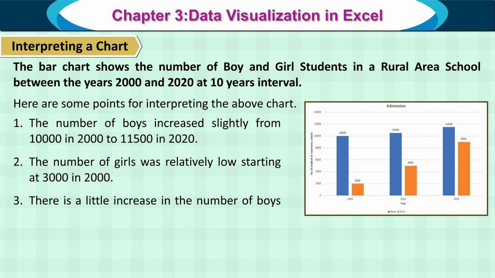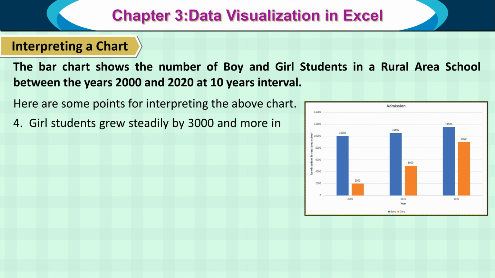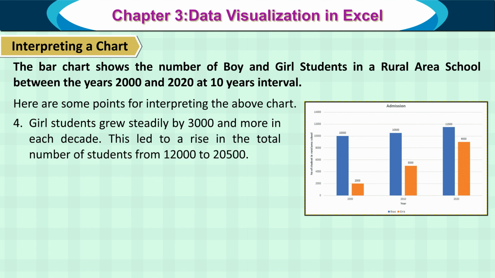3. There is a little increase in the number of boys as compared to the number of girls. 4. Girl students grew steadily by 3,000 and more in each decade. This led to a rise in the total number of students from 12,000 to 20,500. 5. Boys continue to make up most students.